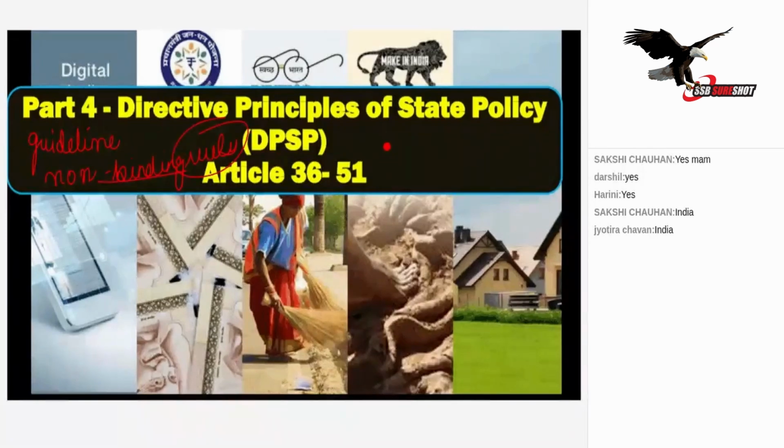non-binding rules which are to be kept in mind when government is making laws. Is that clear? DPSP एक तरीके की ऐसी गाइडलाइंस है, ऐसे कुछ लॉज हैं जो कि सारी सरकारों को, सारी गवर्नमेंट्स को अपने दिमाग में रखना पड़ता है when they are trying to frame the law.